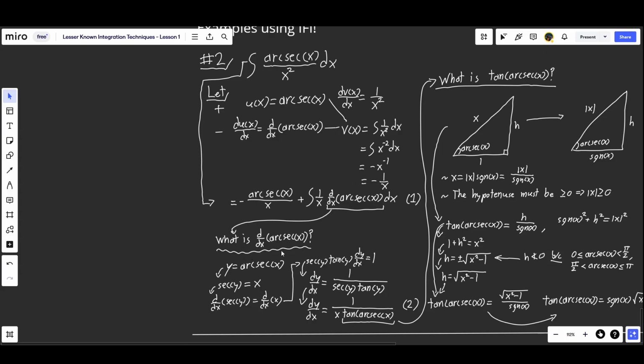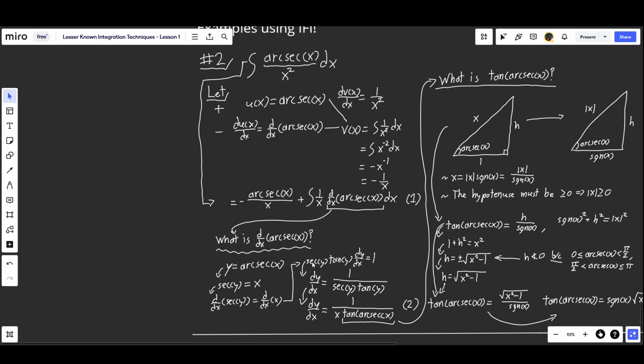We can do this using implicit differentiation. If we set y equal to arcsecant of x and invert it, we'll get secant of y is equal to x. Taking the derivative of both sides with respect to x, we'll get secant of y times tangent of y times the derivative of y with respect to x is equal to 1.